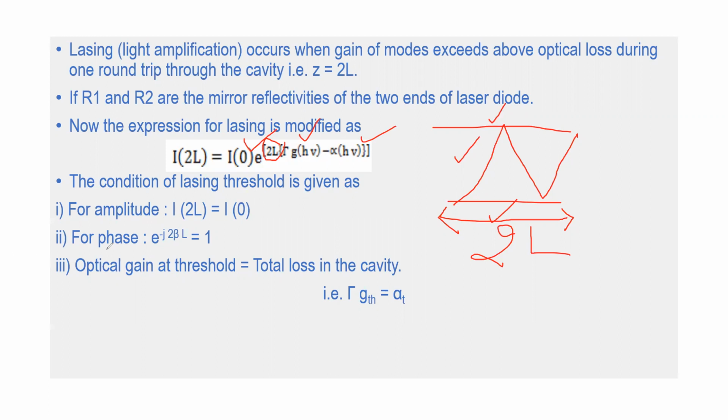For a phase of 1, if this is considered to be 1, then we are considering these two to be equal. If there is any phase change, then it is going to be represented in this way. Optical gain at threshold is equal to the total loss in the cavity. For a phase of 1, we are assuming the condition where optical gain is equal to the total loss in the cavity. If the gain occurring is equal to the loss in the cavity, then this and this are equal, the exponent becomes 0, and e to the power 0 becomes 1, so these two will be equal.